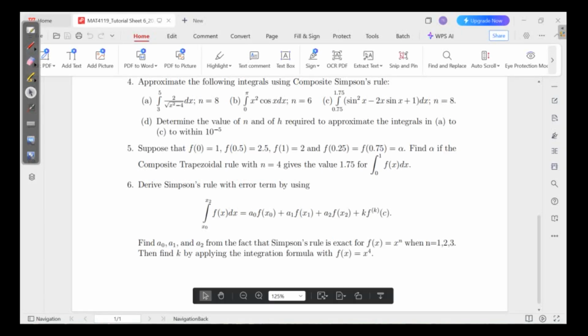In a similar manner, if you look at part 2 of question 6, it is asking us to find the value of k by applying the integration formula with f of x equals x to the power 4. So we are given f of x equals x to the power 4, meaning our n is equal to 4. The first thing we do is to evaluate the integral from x naught to x sub 2 of x to the power 4 dx. This is going to be equal to 1 over 5 outside, then you have x to the power 5 evaluated from x naught to x sub 2.